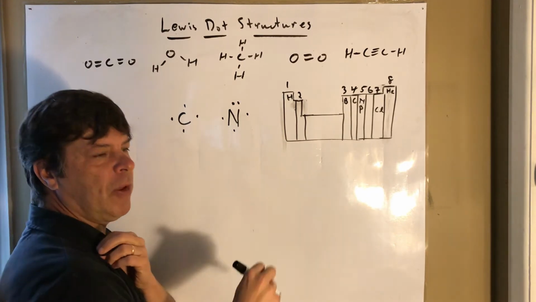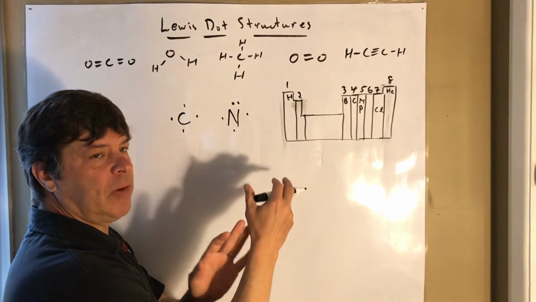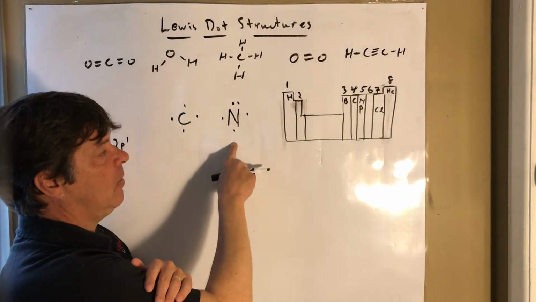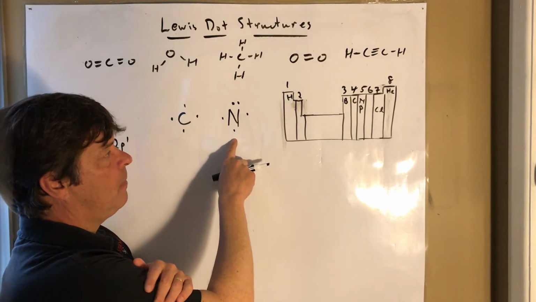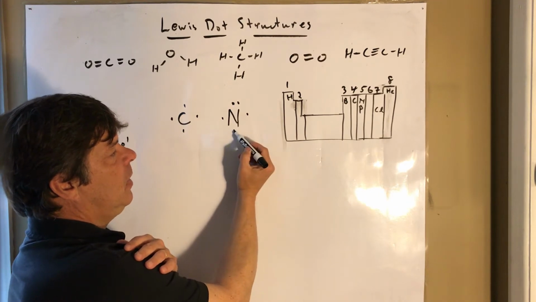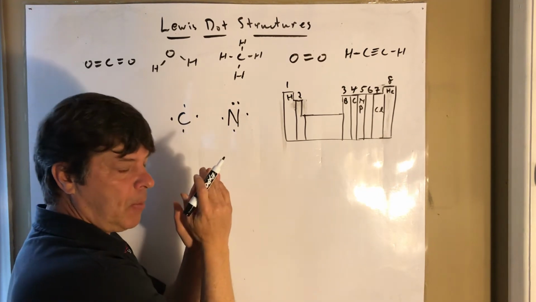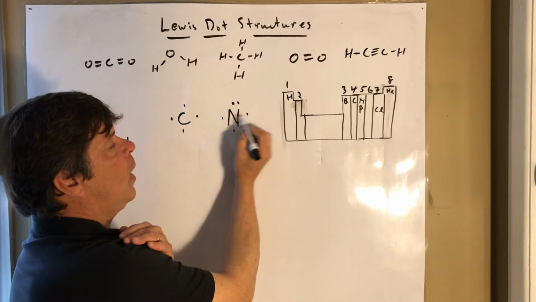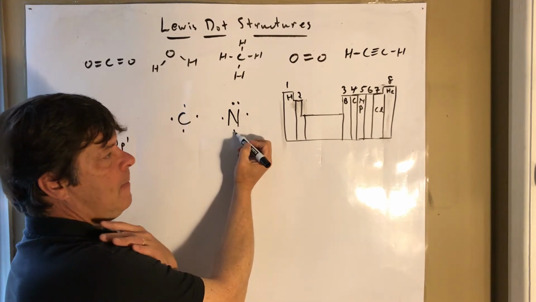It's kind of like, remember the bus rule? We don't double up until we have to. So here we have to double up. This is called a lone pair. And these dots, of course, they represent electrons. This is where things are going to bond, okay?